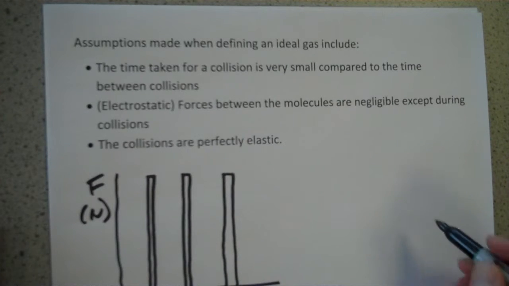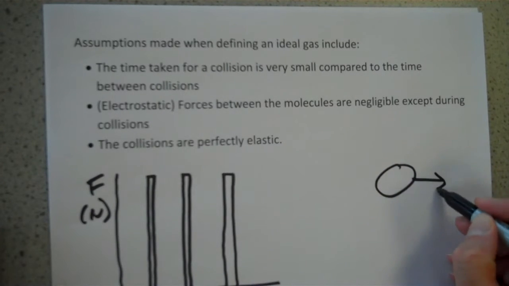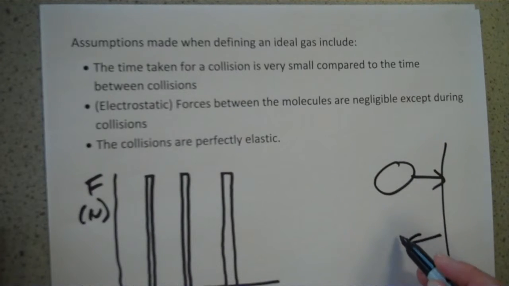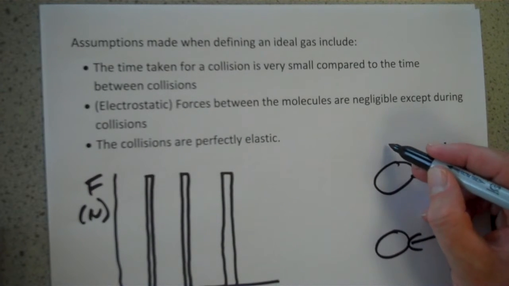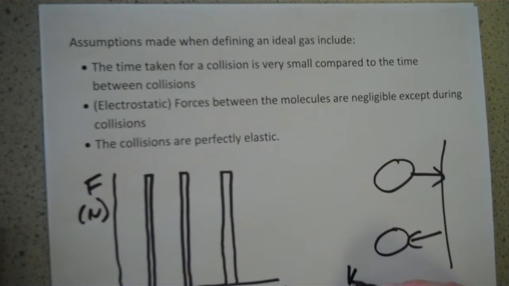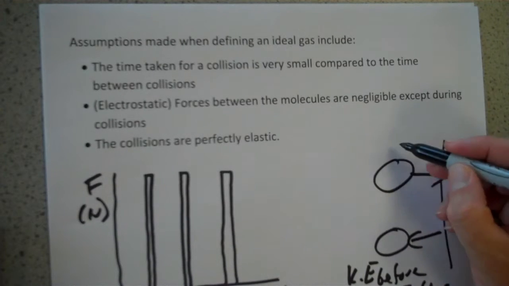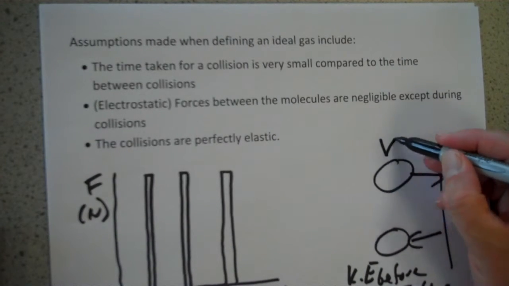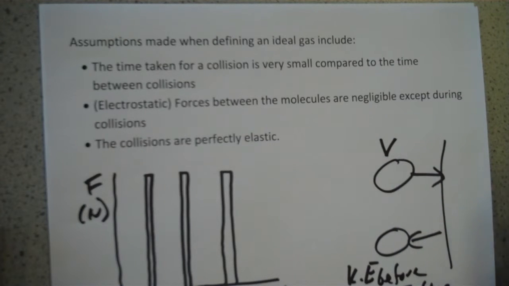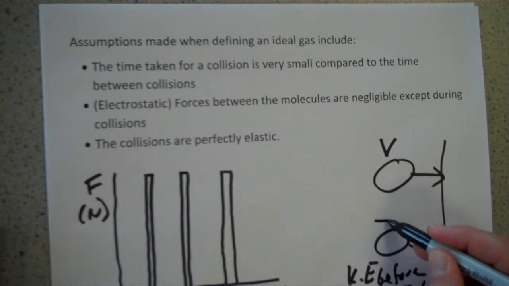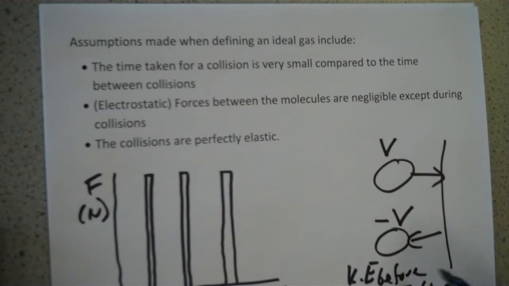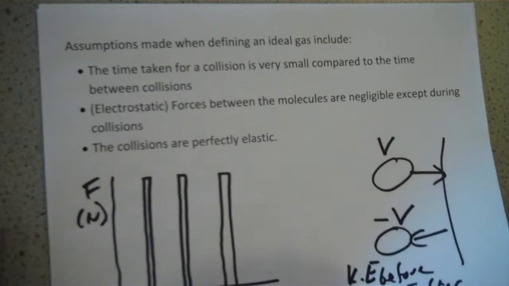And then the last bullet point, perfectly elastic. It hits the wall, it bounces back, and if it's perfectly elastic, then there is no loss of kinetic energy. KE before collision equals KE after. So if that was before with velocity v, if the kinetic energy stays the same, the velocity must stay the same. So if it comes back the other way, then the velocity would be minus v. So KE before equals KE after.